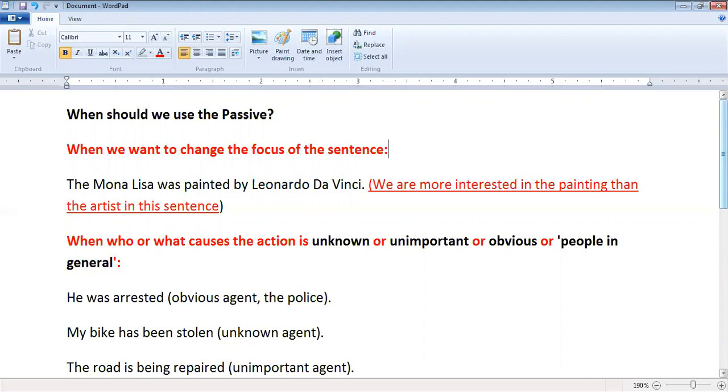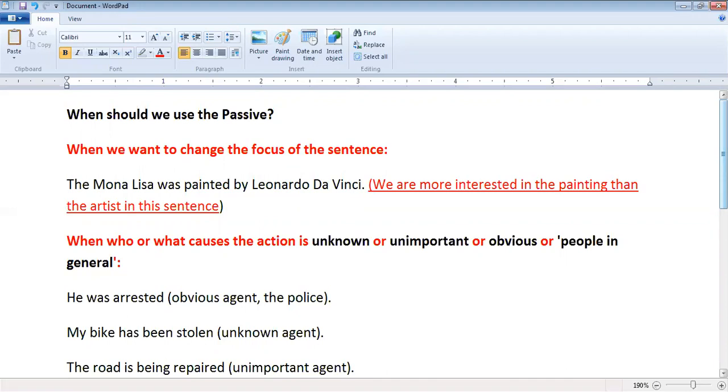So when you want to focus on the action, and when you want to divert the attention of a listener to the action more than the person who is performing the action, we use passive voice. For example, like I told you in the last class, a cup of tea was made for me. Cup of tea was important. Cup of tea was a major focus. Cup of tea was more interesting than the person who is making a cup of tea.